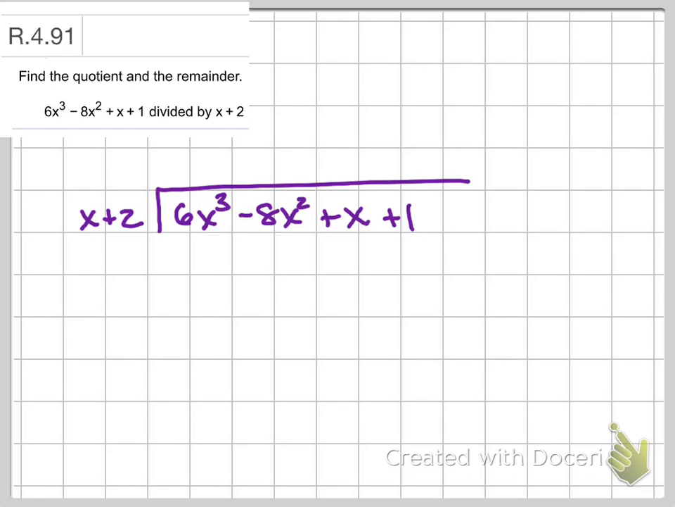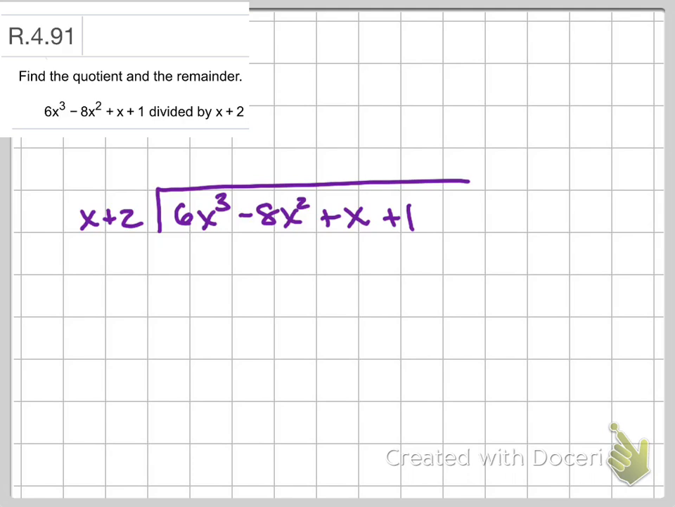I'm going to really quickly scan both the divisor, the x plus 2, and the dividend, the inside, to make sure that all the exponents are represented, all the powers are represented. X plus 2 starts with an x, so we just want a linear and a constant. That's good. And 6x cubed starts with a 3, and then an x to the 2, and an x to the 1, and a constant. Both of those look good. So no zero placeholders are needed. Okay, jump into the division.